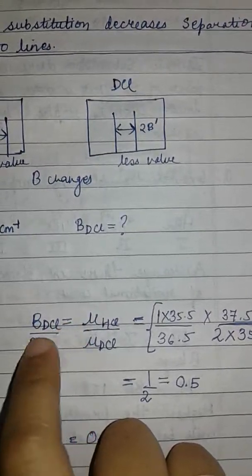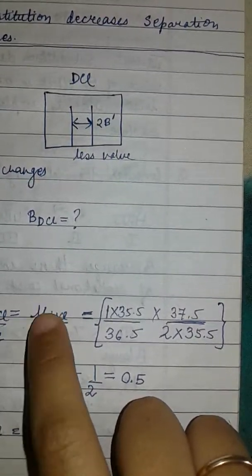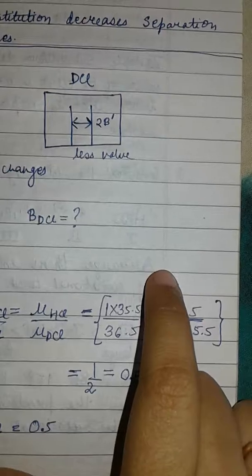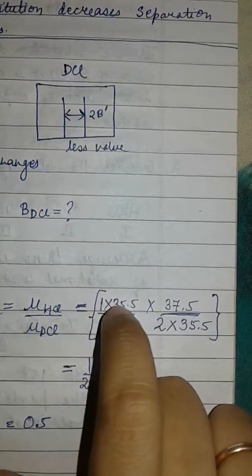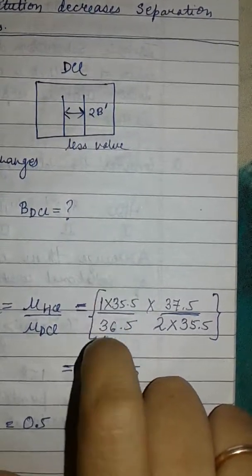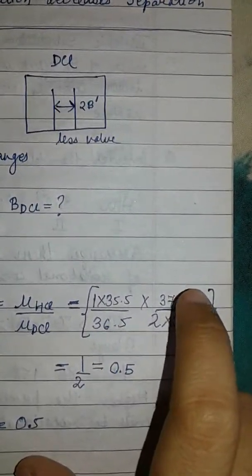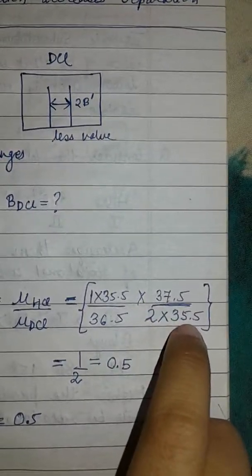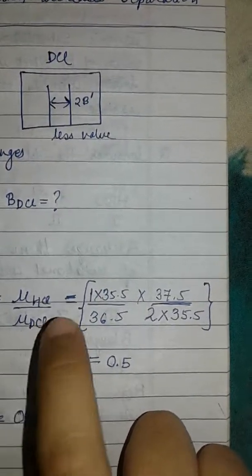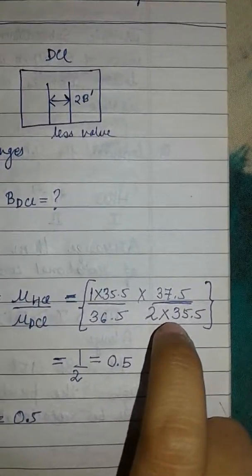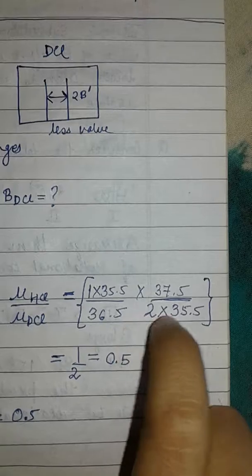Now the isotope is DCl and normal is HCl. Mu is the reduced mass, which equals m1 into m2 upon m1 plus m2. For HCl, m1 is for H and m2 is for Cl, so 1 into 35.5 for Cl upon 1 plus 35.5, that is 36.5. Similarly, mu of DCl is m1 into m2 upon m1 plus m2, where m1 is for D and m2 is for Cl. So D is 2 into 35.5 for Cl divided by 2 plus 35.5.